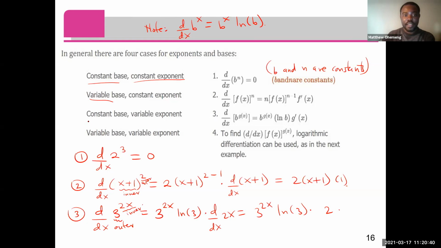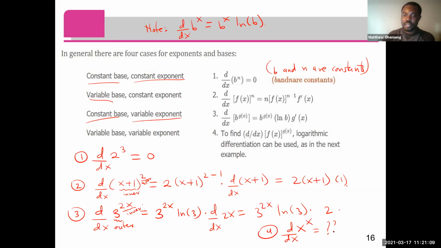But the actual case that I want you to really pay attention to is the fourth case, when you have a variable base and a variable exponent. If the base is variable and the exponent too is variable, then you can't use the third approach, or the second, or the first one. So let me give an example of 4: d over dx of x to the x.